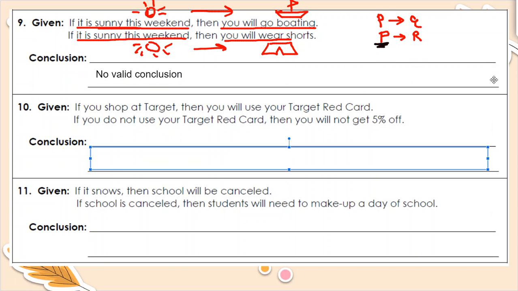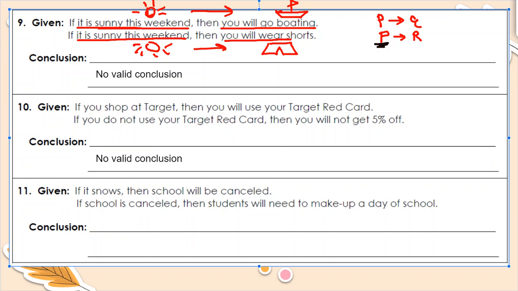Go ahead and try 10 and 11 on your own. Pause the video and resume when you're ready to check them out. Okie dokie. So for number 10, if you said that this was not a valid argument, you're correct. No valid conclusion can be drawn here, right?